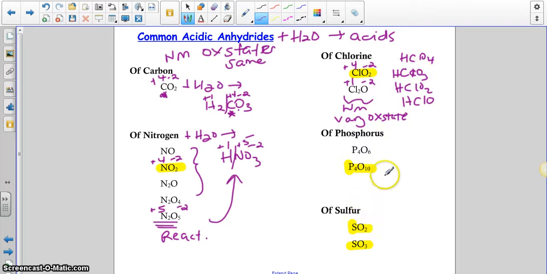Last one, our last two, excuse me, we can form phosphoric acid or phosphorous acid, those are your common ones, or sulfuric acid or sulfurous acid. Those are your other common ones. So make sure you know that commonly nonmetal oxides are going to be forming acids in water.